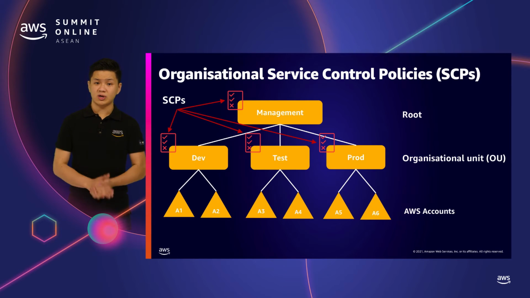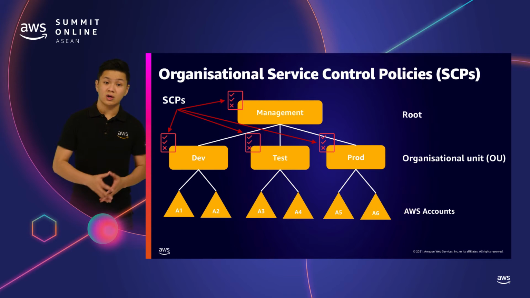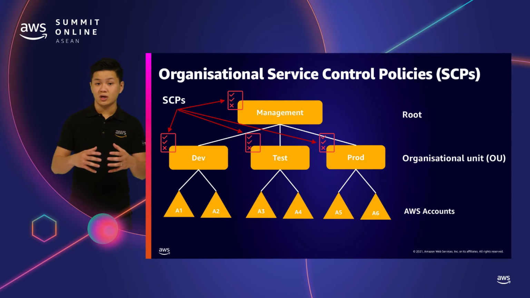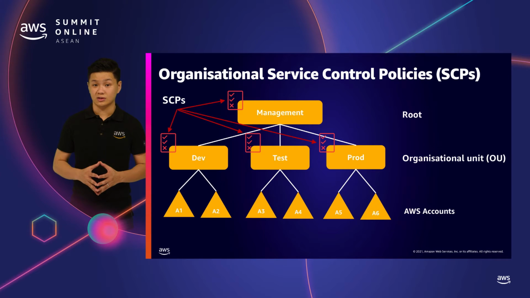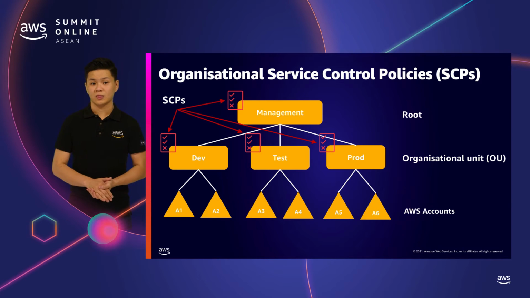If you're familiar with AWS Organizations, you will know that there is a management account right at the root level, and you can create organizational units or OUs, which are essentially just groupings which you can put your AWS accounts in. Note that only the triangles here are AWS accounts, right? These boxes are just OUs, which are just groupings.